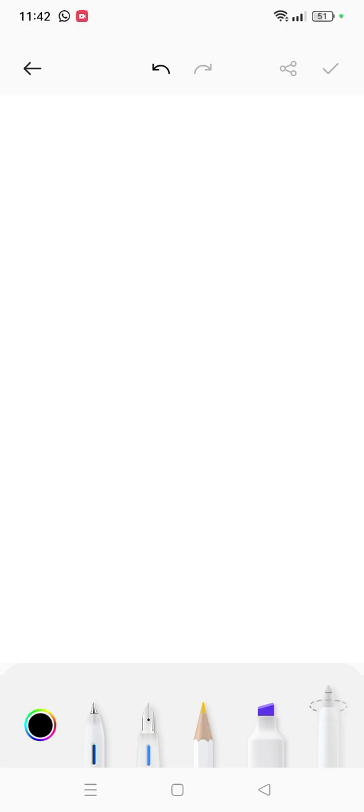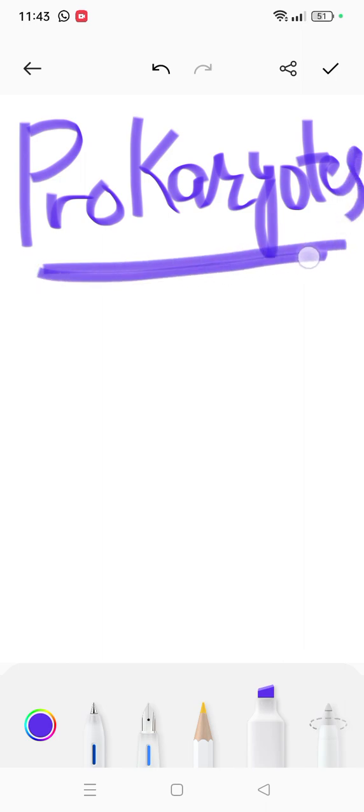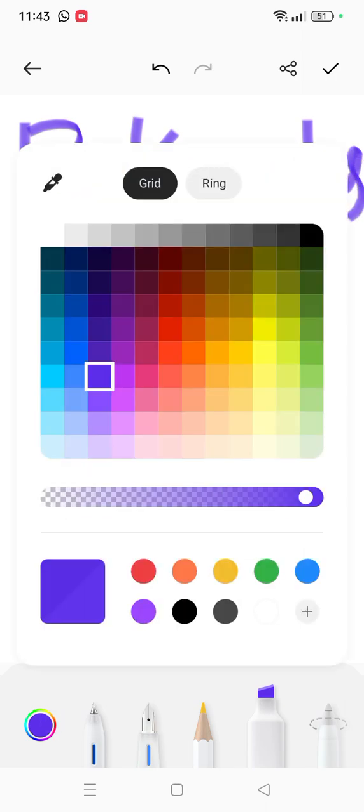So today we are going to start our new chapter that is called prokaryotes. Okay, prokaryotes. Let's start with the basic information about prokaryotes.